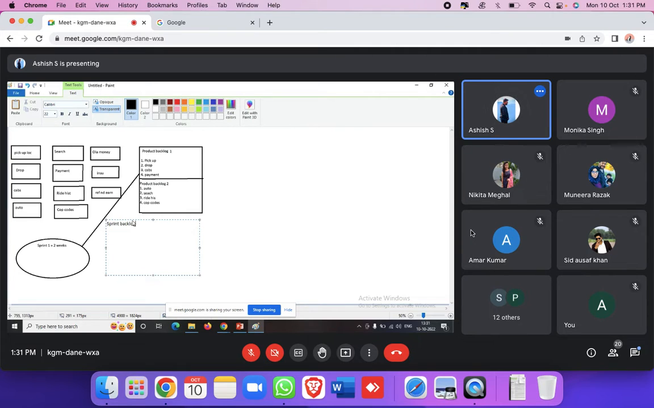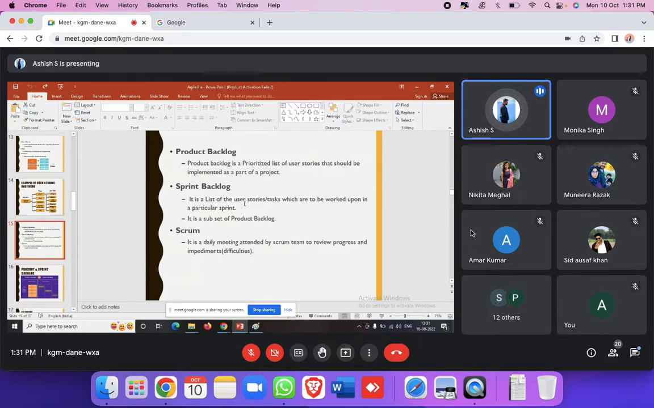Is it visible? Yes, sir. The prioritized modules of product backlog 1, moved into one sprint, we call a sprint backlog. Understood, everyone? So it is a list of user stories or tasks which have to be worked upon in a particular sprint. It is a subset of the product backlog. Understood?